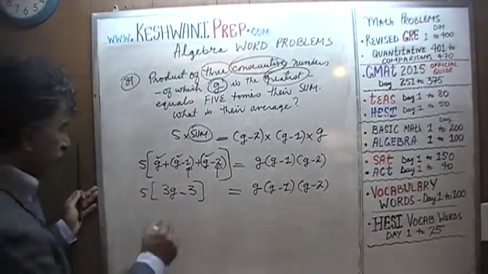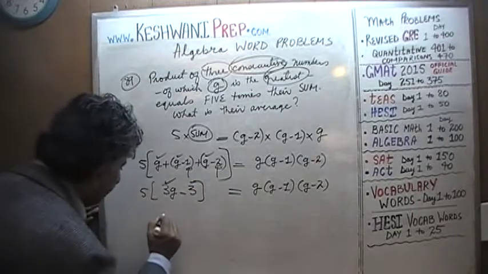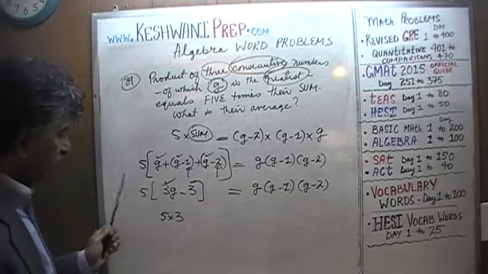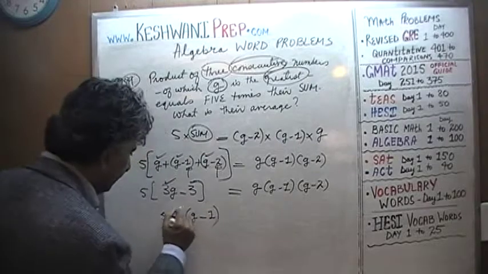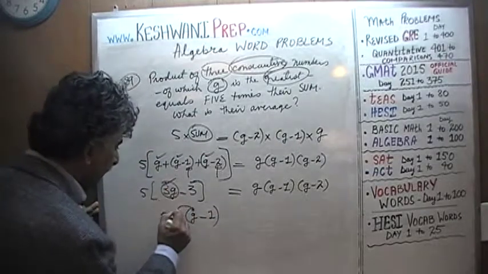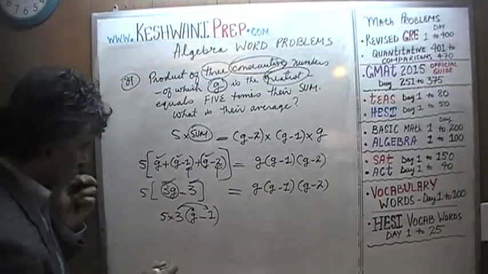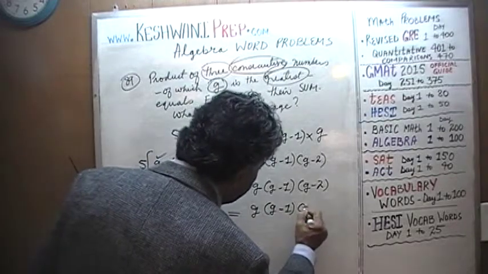With me so far? We see 3g here and we see 3 here. 3 is the common factor. Let's take it out common. So we get 5 times 3, and if we take out the common factor of 3, we're left with g minus 1. Because you see, 3 times g is going to give us our 3g, and 3 times negative 1 gives us negative 3. And that in turn equals g times g minus 1 times g minus 2.